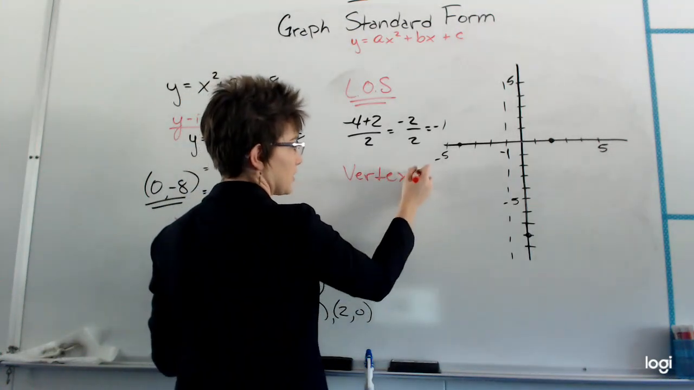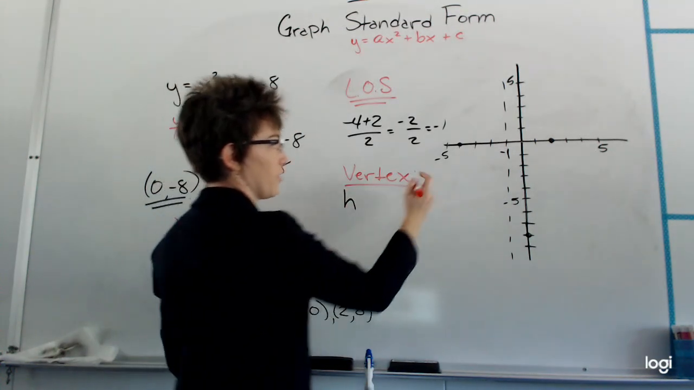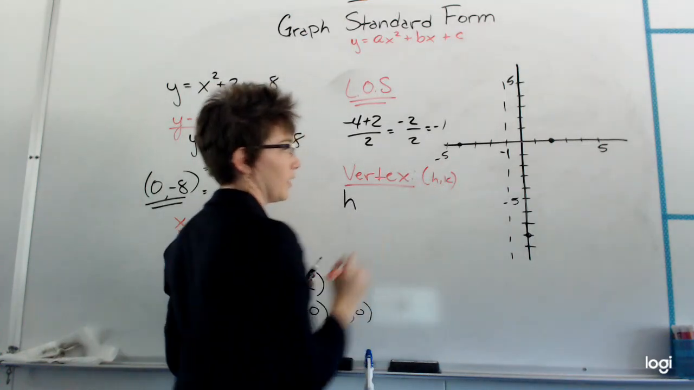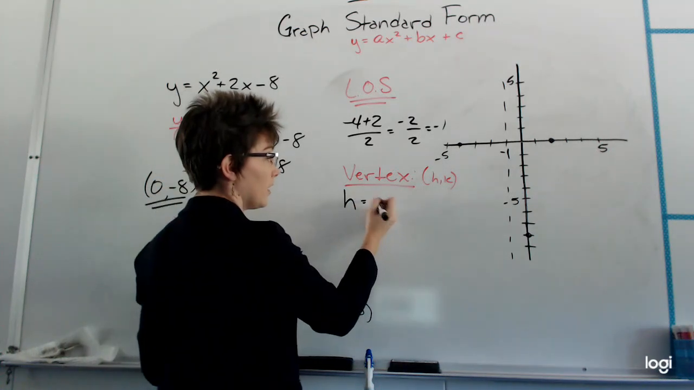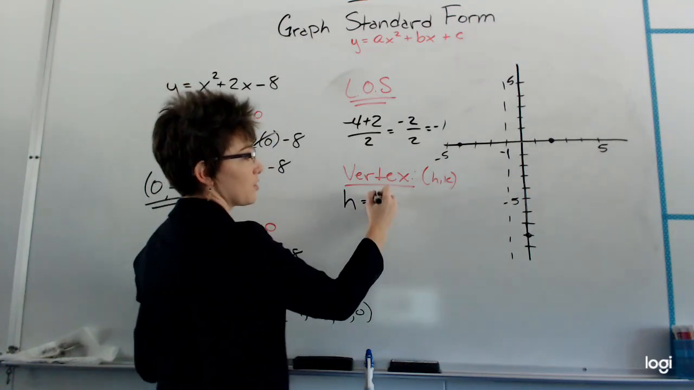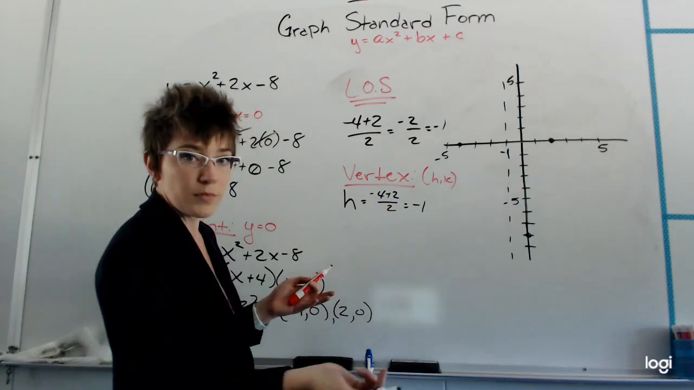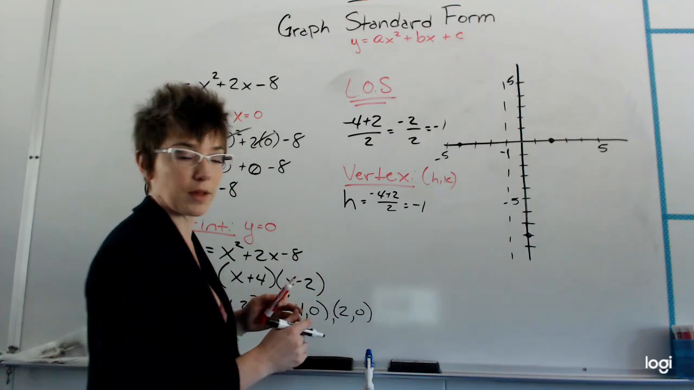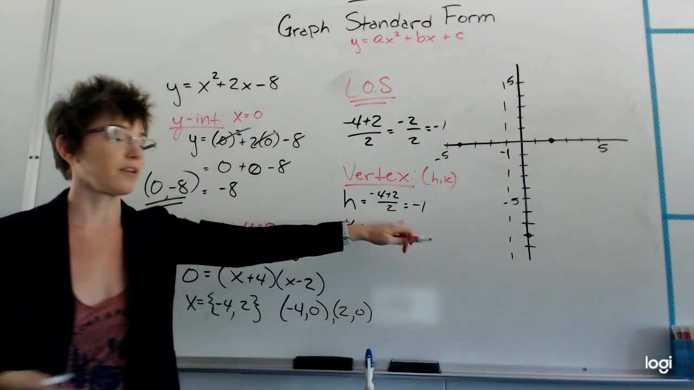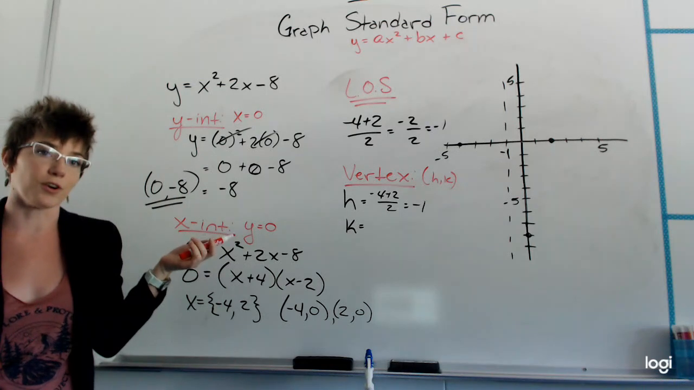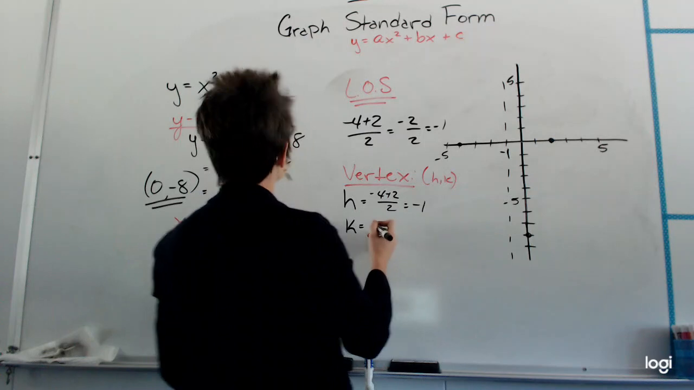Notice how all these steps kind of run together. The h value of your vertex, remember that your vertex is (h, k), like that. So the x value, the h in your vertex, is the same as your line of symmetry. So you can call this -4 plus 2 over 2 and get -1. But we already did that, so I'm not going to spend a lot of time there. And then if you want to find the k value, that's just a matter of taking your -1 and plugging it back into your equation and seeing what is the y value that goes with that x value. So let's go ahead and do that.